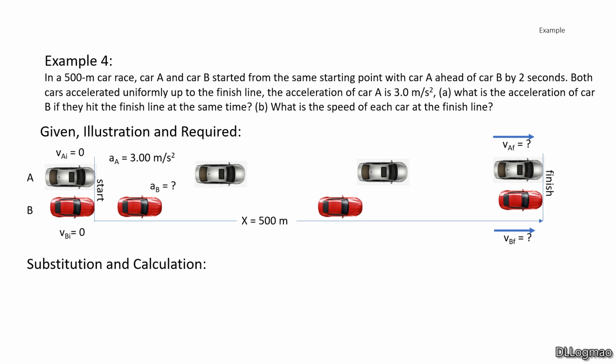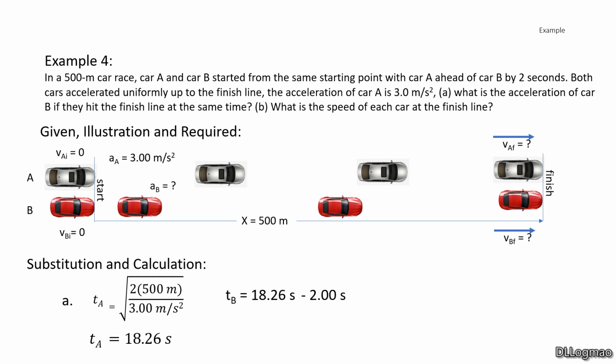Substitution and calculation. Solving for the first required. The time taken by car A to reach the finish line is the square root of 2 times 500 meters divided by 3 meters per second squared. The time is 18.26 seconds. The time taken by car B to cover the same distance is 18.26 seconds minus 2 seconds. Time B is 16.26 seconds.